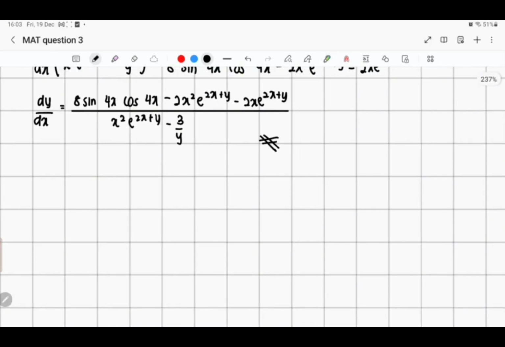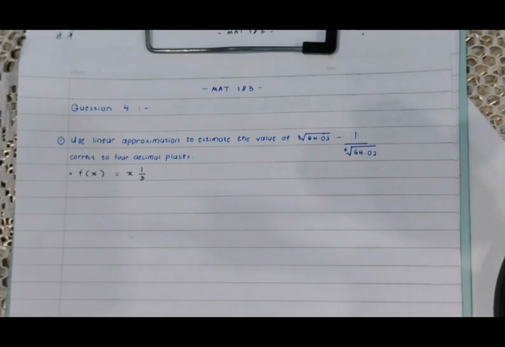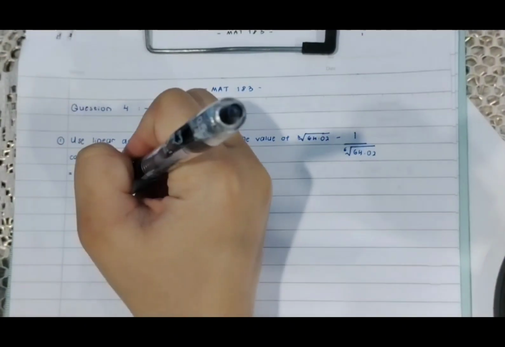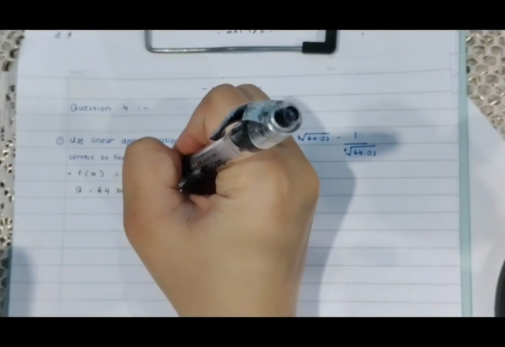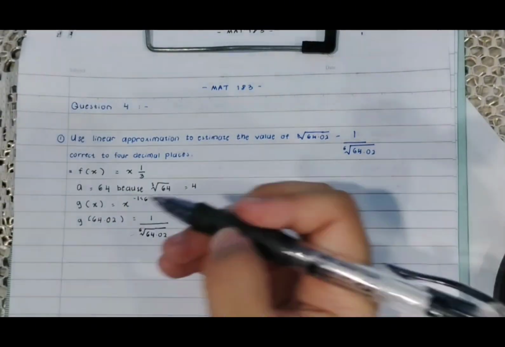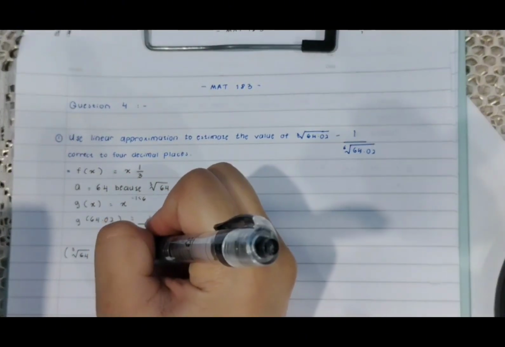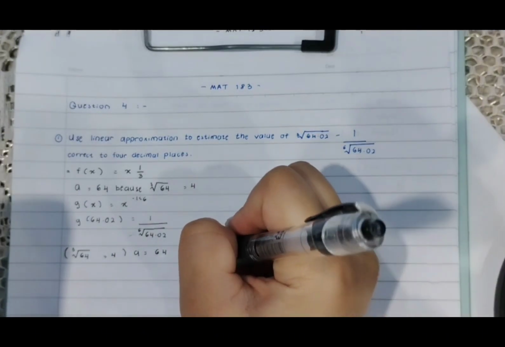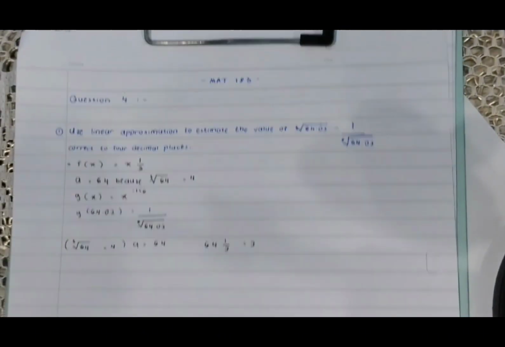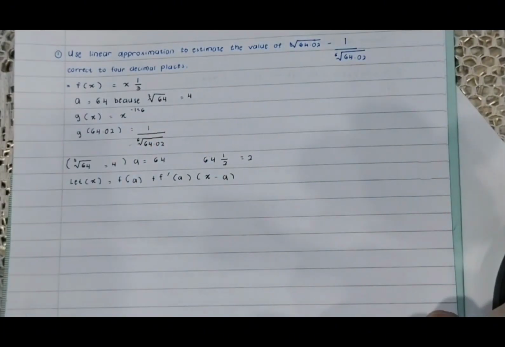For number 4, the question is, use linear approximation to estimate the value of the cube root of 64.02 minus 1 divided by the sixth root of 64.02, correct to 4 decimal places. Then, we write it this way to make it easier to differentiate for linear approximation. Let f of x equal f of a plus f prime of a times x minus a.